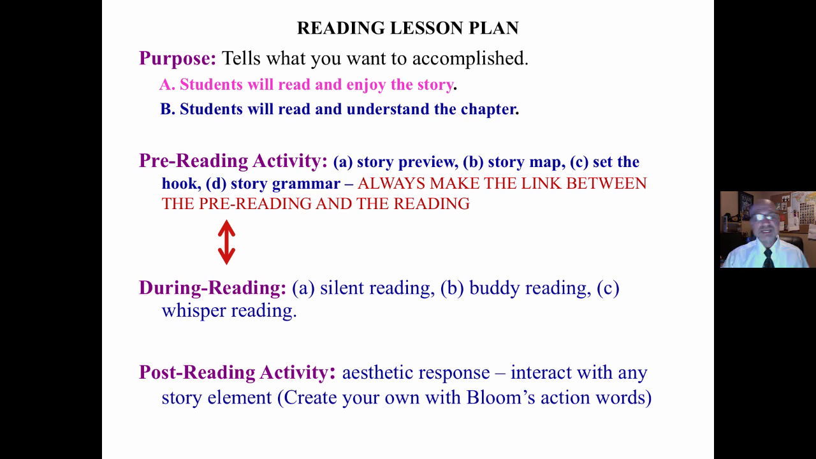There is a pre-reading activity that enables them to read text that's just a little above their independent reading level, at their instructional level. It is a scaffold that you are going to provide, and I'll show you what these are. You always make a link between the pre-reading and the during reading. During reading, you should never, ever, ever use round-robin reading, because that doesn't reflect reality, baby! Instead, you should use silent reading, buddy reading, where they read to a buddy, or whisper reading, or some other thing, but not round-robin reading.